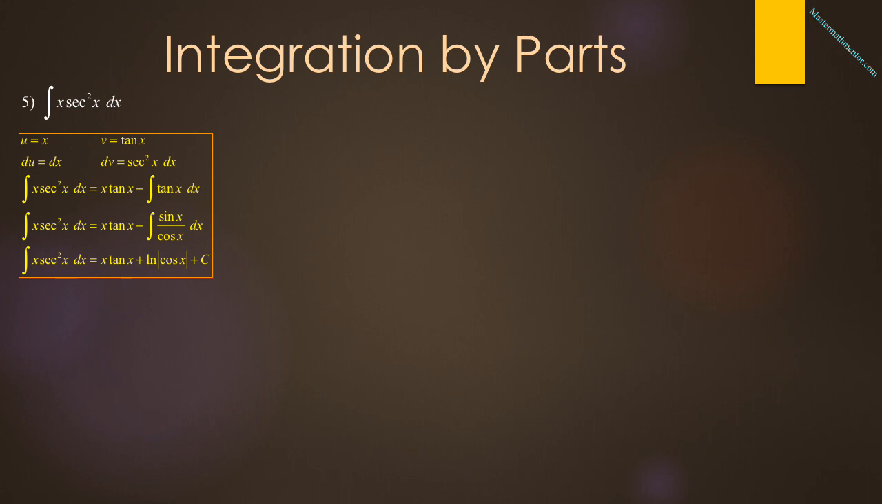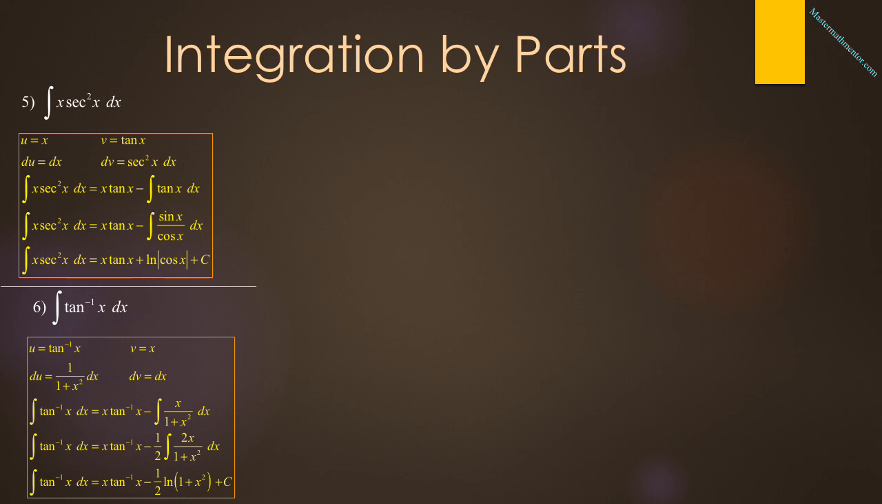Now we know from AB calculus that we can write tangent of x as sine x over cosine x and use u substitution. u is cosine of x and du is negative sine x dx. So we can integrate that expression using u substitution, and our final answer is x tangent of x plus the natural log of the absolute value of cosine x plus c.